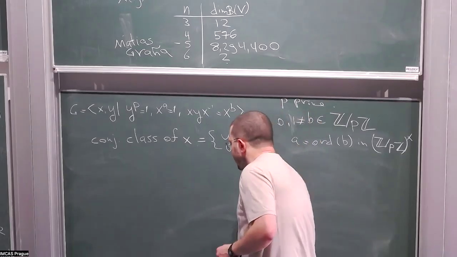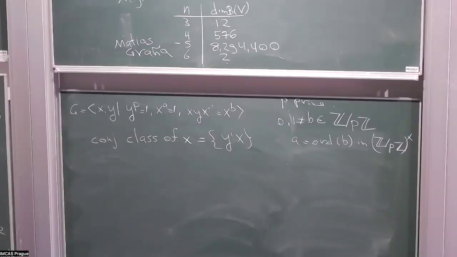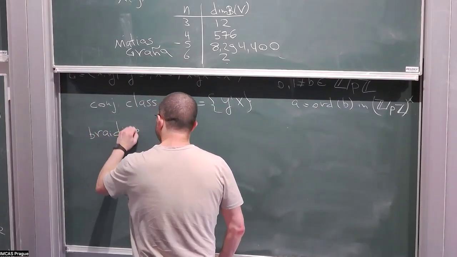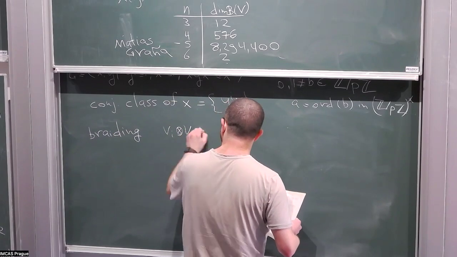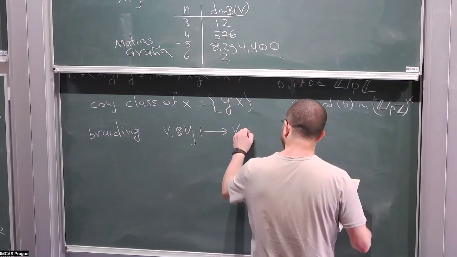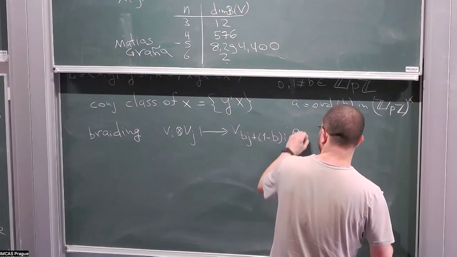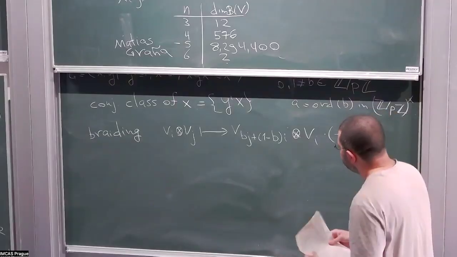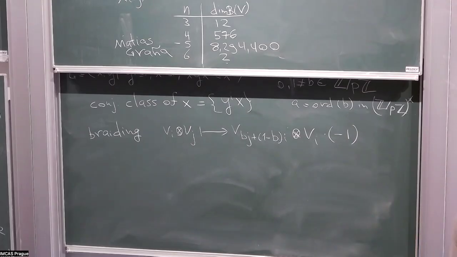And again, we will use a one-dimensional representation of the centralizer, which will give us... let me just write the braiding in the end. So we get the braiding that looks something like this. We have v_i tensor v_j maps to -1 times v_{bj+1-b i} tensor v_i. Indices here, as you can imagine, are taken modulo p.